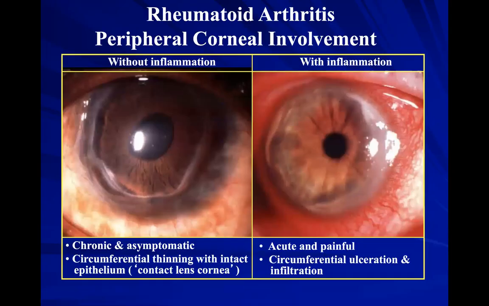Rheumatoid arthritis with peripheral corneal involvement can cause very bad corneal disease, as you can see here. It's circumferential thinning with intact epithelium. Again, it can be acute, painful. Again, rheumatoid arthritis does involve the cornea.